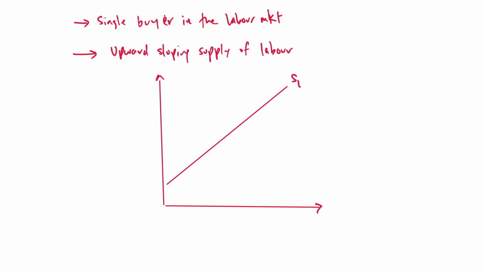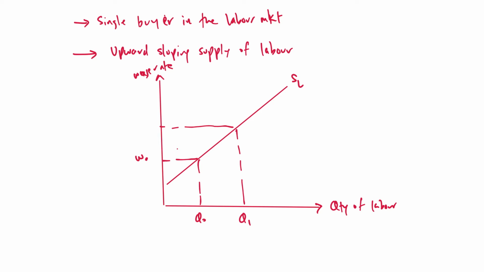This upward sloping supply curve means basically that when you want to hire an extra worker, you have to pay that extra worker a higher wage rate. This is what upward sloping would mean. In order to attract workers to work for your industry, you've got to pay them more.